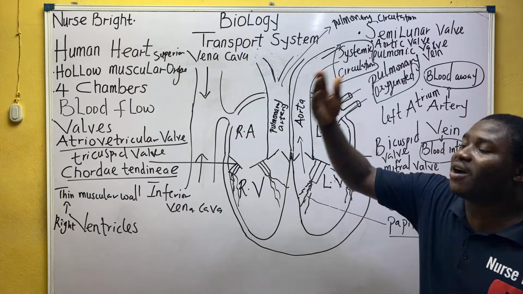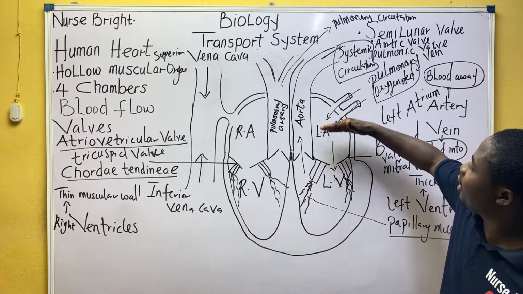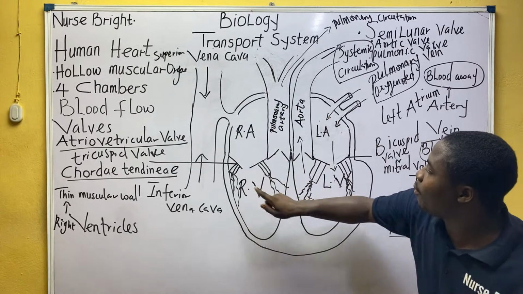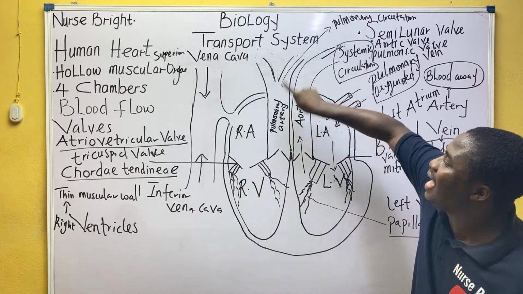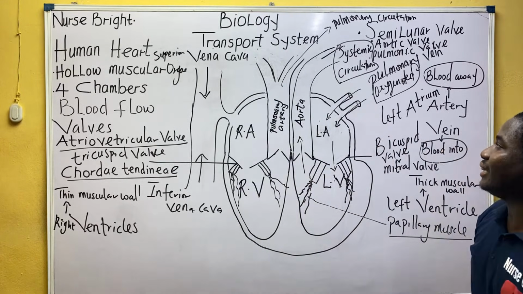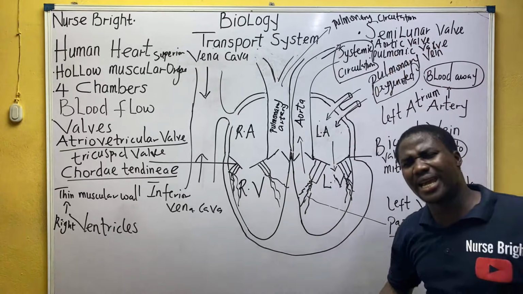So the atrioventricular valves are what separate the right atrium from the right ventricle, and the left atrium from the left ventricle. These are atrioventricular. But the ones that separate the right ventricle and left ventricle from the pulmonary artery and the aorta are the semilunar valves, right? You can see them here.